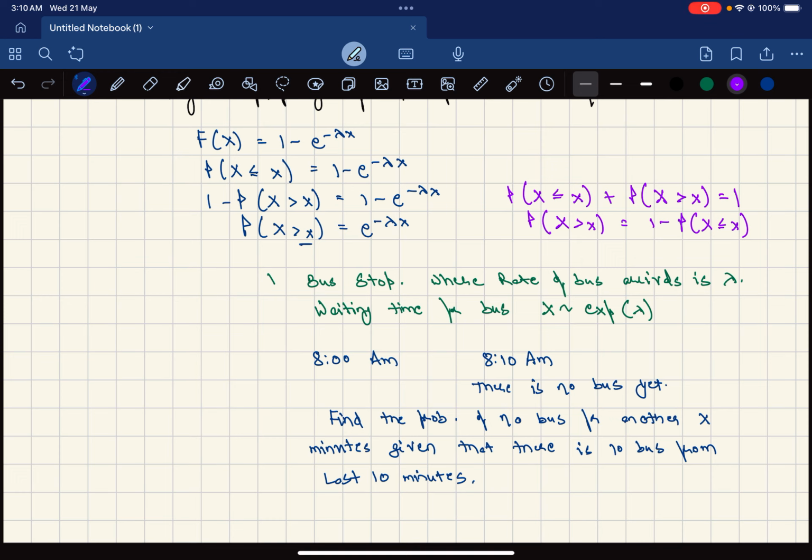So what we do, we have to calculate P(X >= 10 + x), given that X is greater than 10. So this is the given condition, which is that the waiting time is already more than 10, and we have to wait another x minutes. Therefore the total waiting time we want is 10 plus x. Now if you remember from our sessions on probability, we had studied something called Bayes theorem for conditional probability.